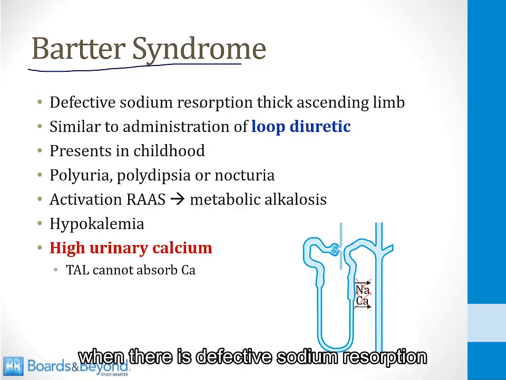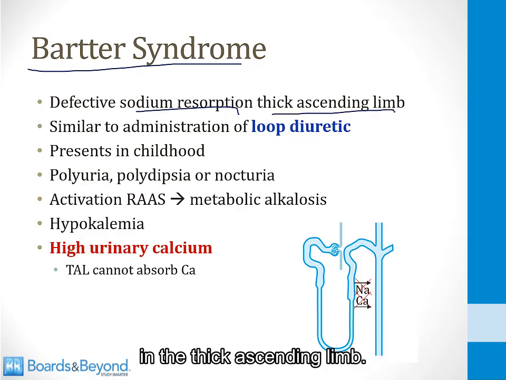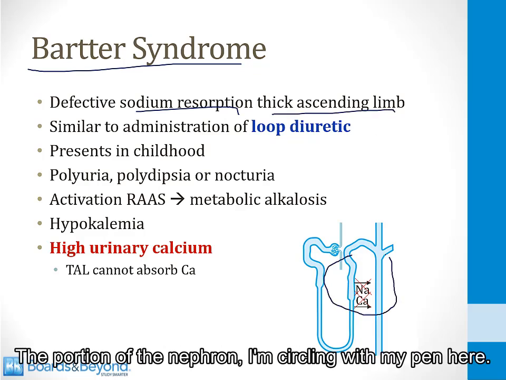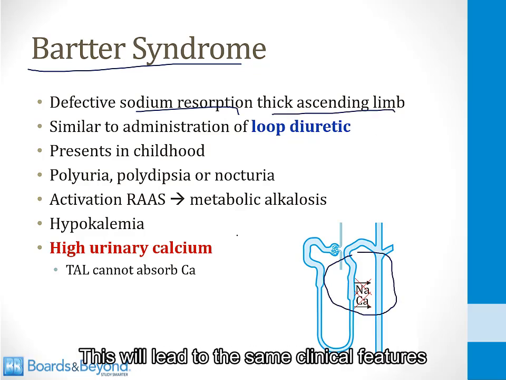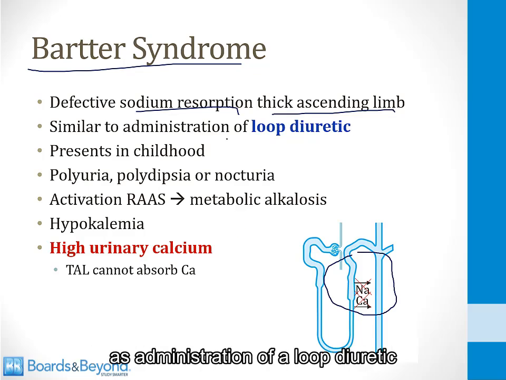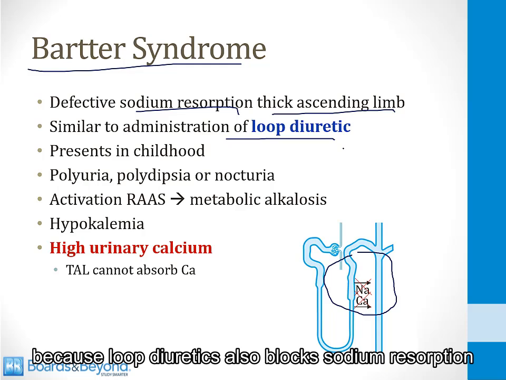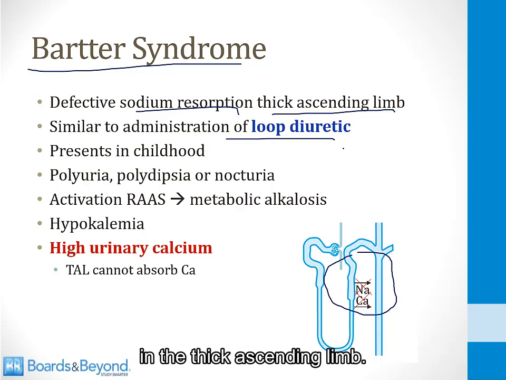Bartter syndrome occurs when there is defective sodium resorption in the thick ascending limb, the portion of the nephron I'm circling with my pen here. This will lead to the same clinical features as administration of a loop diuretic, because loop diuretics also block sodium resorption in the thick ascending limb.